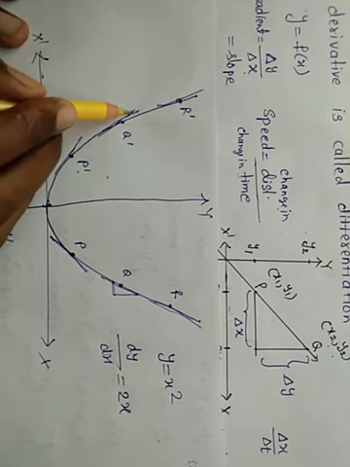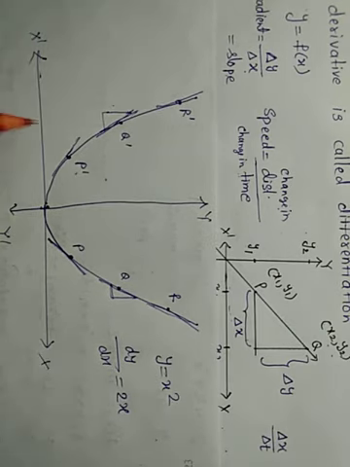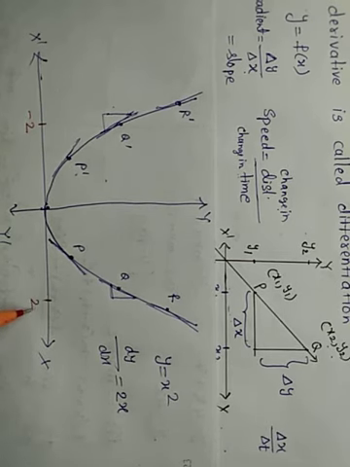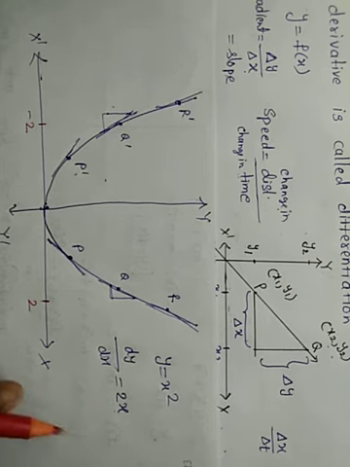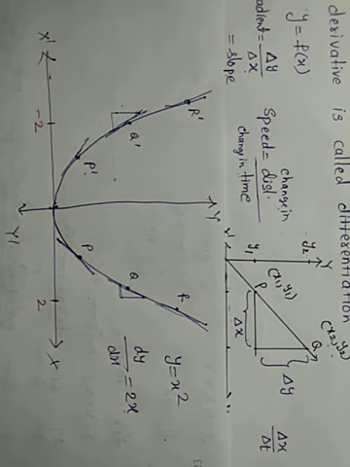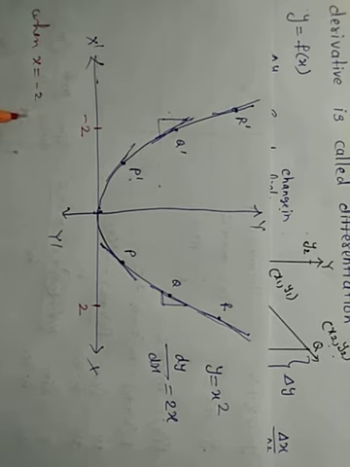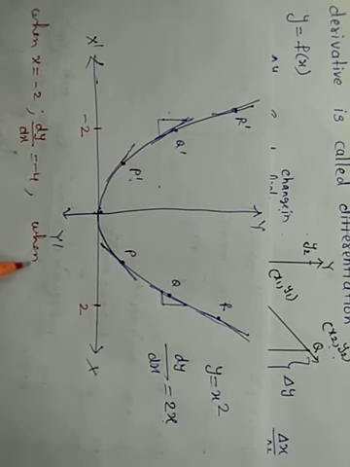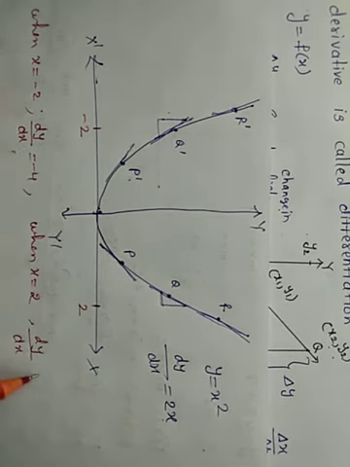Here also you can draw like this. You have to take 2 points. Suppose, children, I am taking point -2 over here and point 2 over here. Then at x equal to minus 2, what answer will you get? You will get dy by dx equals 2 into minus 2, that is equal to minus 4. And when x equals 2, you will get dy by dx, that is 2 into 2, that is equal to 4.